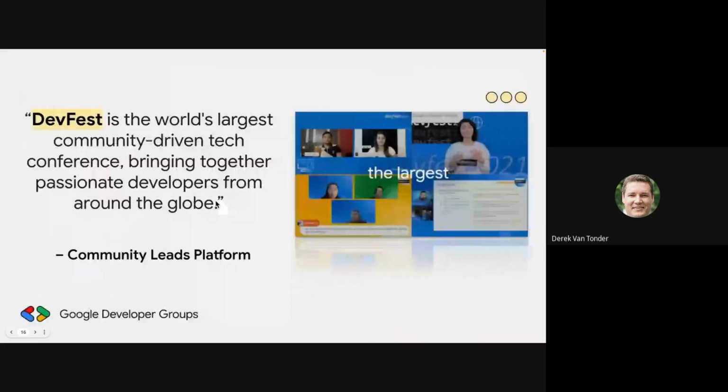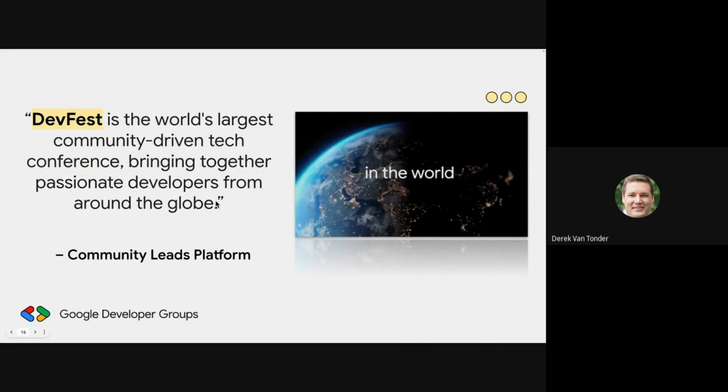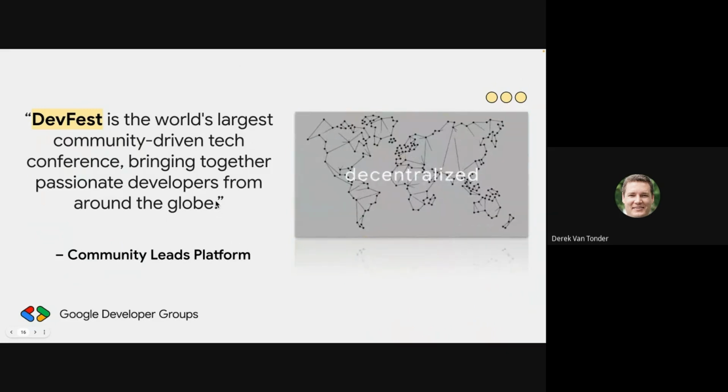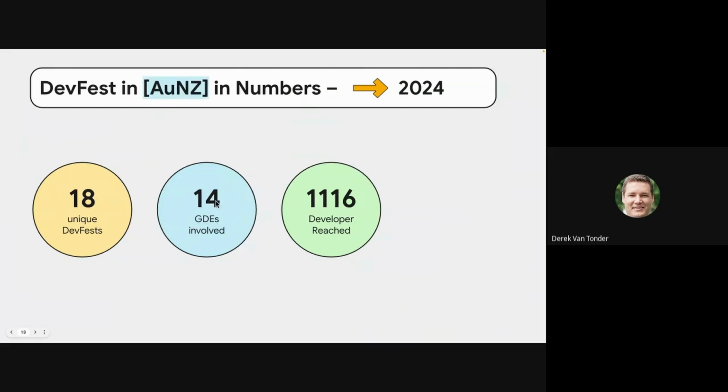And welcome to DevFest. As Sundar mentioned in his video, DevFest is the world's largest distributed tech conference, and it's all about bringing developers together to grow and learn together. DevFest was a huge success last year. There were almost 560 DevFest events led by our GDGs across 105 countries, and more than 810,000 developers joined our DevFest in person. In Australia, of course, we had a really successful DevFest as well. We had 18 events led by 14 GDGs, and over 1,100 developers joined in person last year.